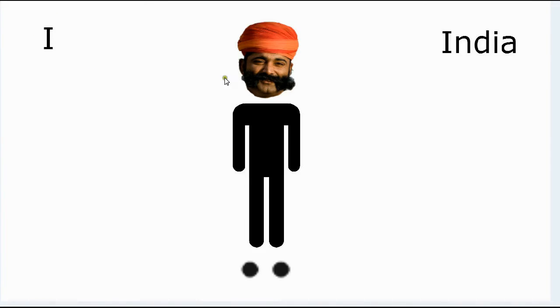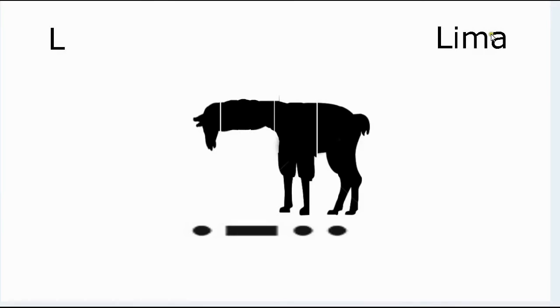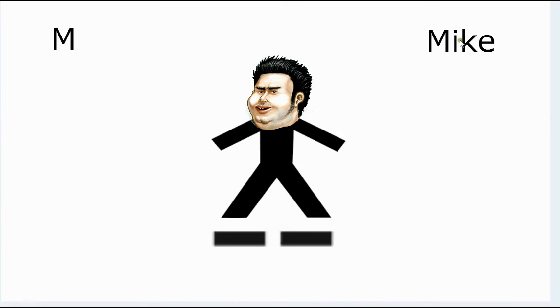I is for India. Now you could say Indians have small feet. That's why it's dit dit. K is for kilo, like scales. L, Lima. Now I know this is a llama, but what comes to my head when I say Lima is this thing. So here's his feet, his back feet, his front feet, his neck, and his head. I could imagine it's drinking out of a stream or something like that. M is for Mike. He's heavy-footed. Stomp, stomp.